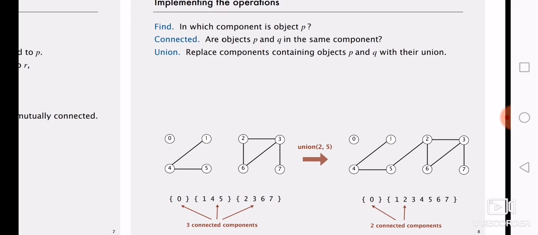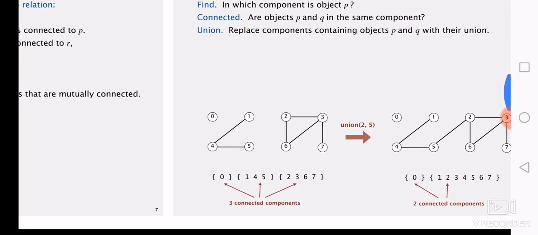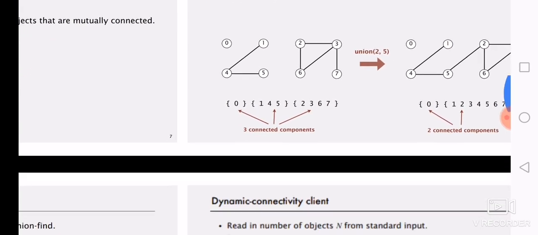Connected: are objects P and Q in the same component? It's easy to see. Union: replace components containing objects P and Q with their union. For instance, we know 2 components and want to union them into one. Here we have to union 2 and 5, and we make a connection between 2 and 5, which reduces the number of connected components from 3 to 2, given that we made the union operation. How we do union we'll cover in the next slides. For now, let's move on.